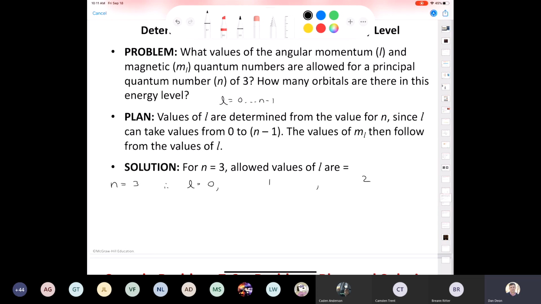So then, if we have L equal to 0, and I'm going to divide this up a little bit instead of having commas here, what is our possible value of ML? ML could only equal 0. Why? Because ML is equal to minus L all the way up to 0, all the way up to positive L. When L is equal to 1, our ML can be equal to -1, 0, and +1. When L is equal to 2, our ML can be equal to -2, -1, 0, +1, and +2. Give me a thumbs up if you follow me on ML.